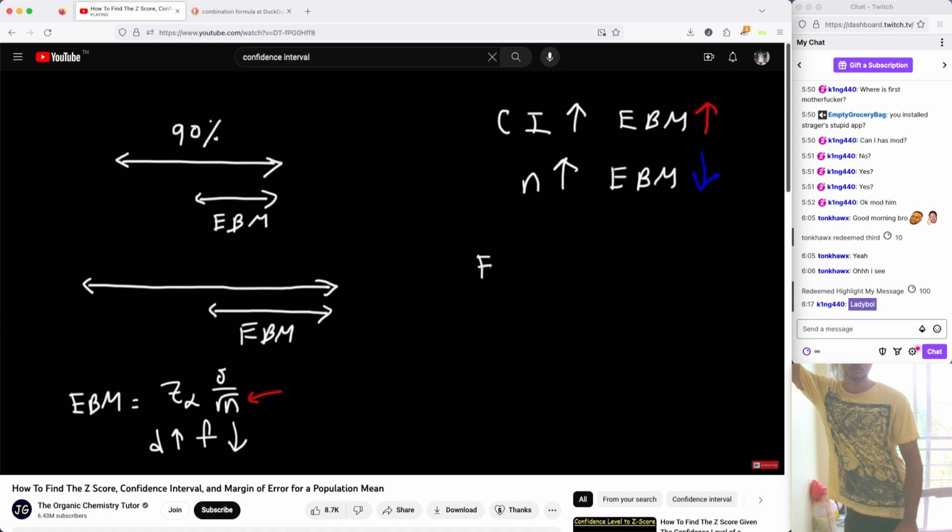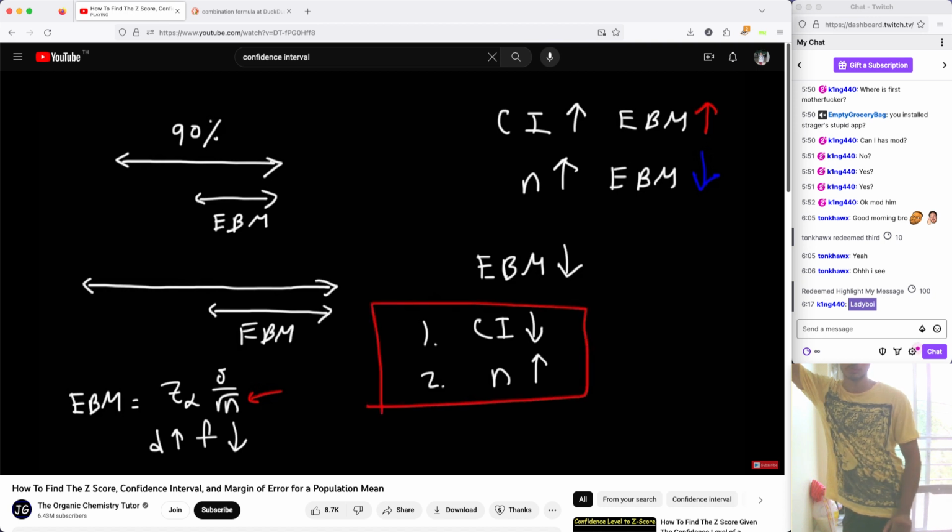So there's two ways in which we can decrease the margin of error. The first way is to decrease the length of the confidence interval. If we decrease that, the margin of error will go down. The second option is to increase the sample size. Those are two simple ways in which we could decrease the margin of error.